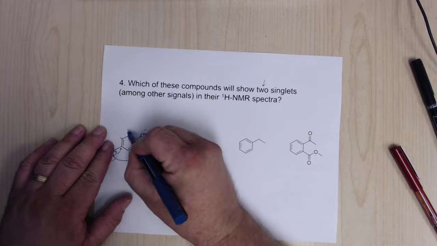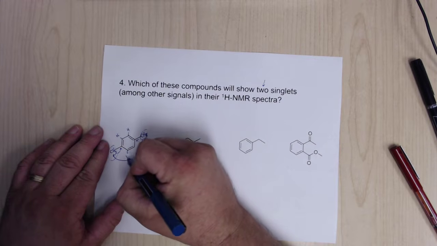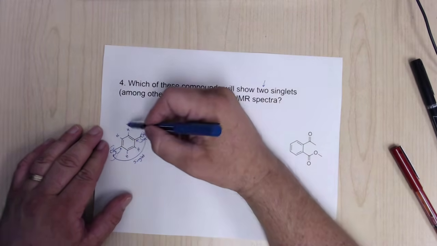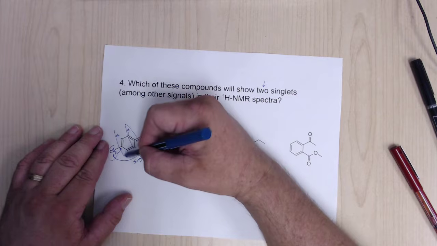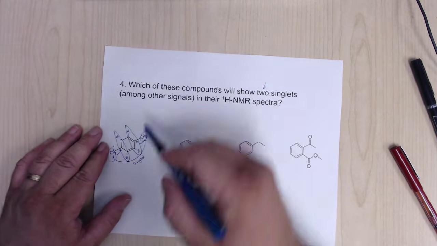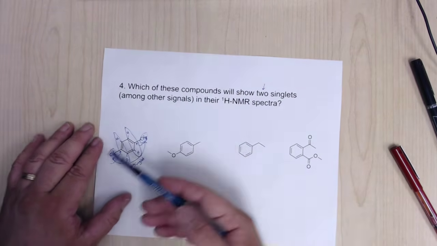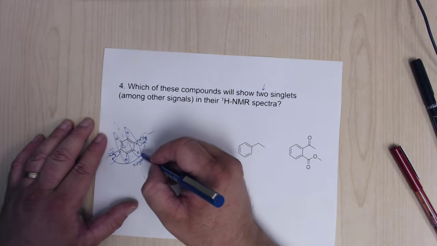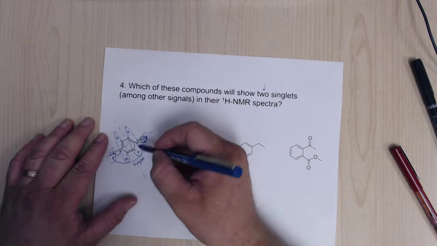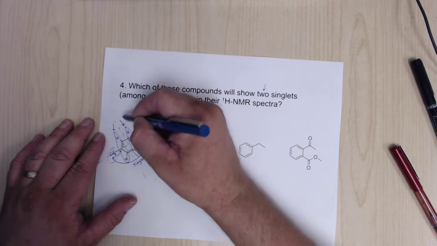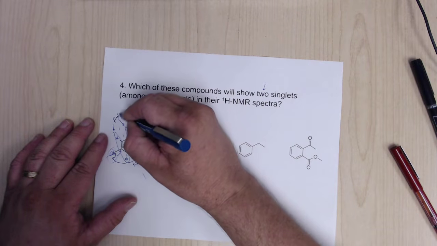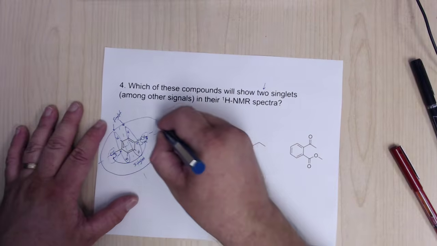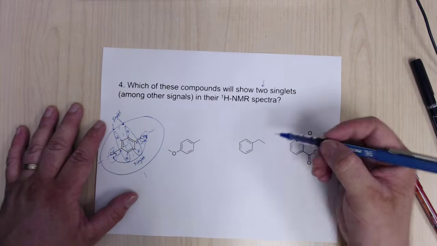And you say, wait a minute, hold on, these guys here. Normally we would say these are equivalent and these are equivalent, on the para position. But since the molecule is symmetrical like this and like this, all four of these are actually the same, and you can't split yourself. So this would also be a singlet.